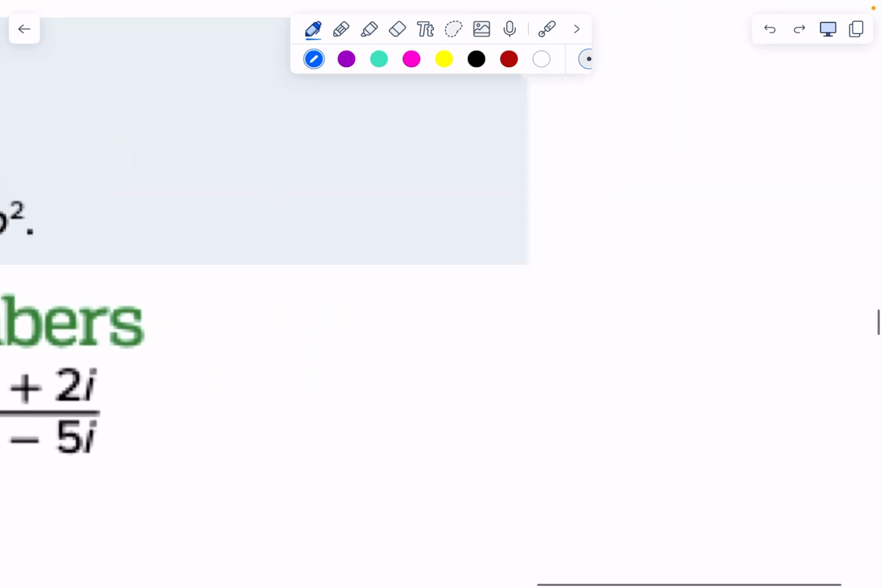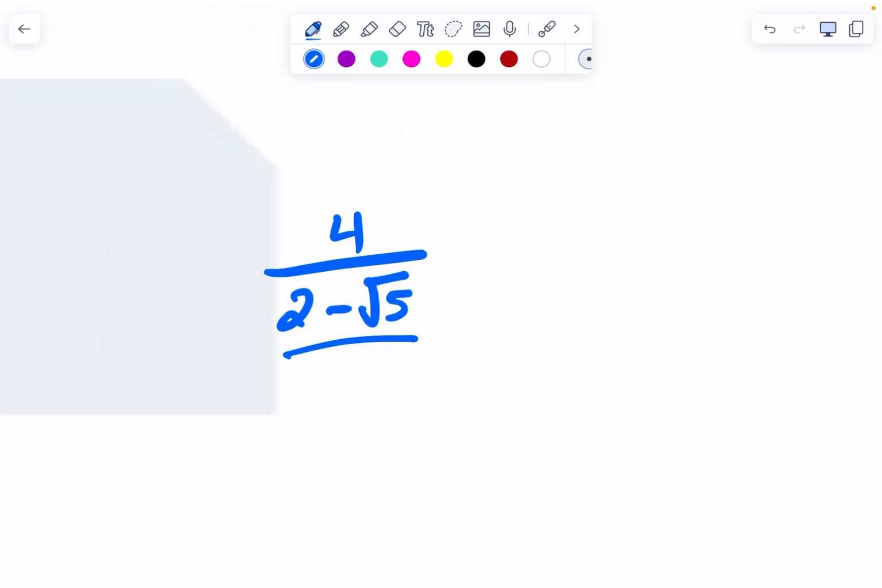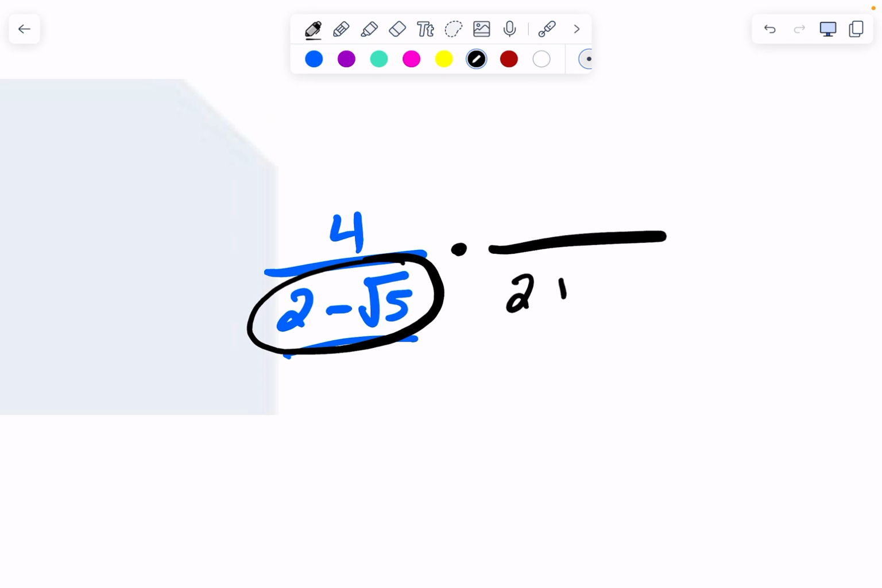So do you guys remember how, let's say we have 4 over 2 minus the square root of 5. Do you remember how we got rid of the square root of 5 in the bottom? How do I rationalize that? How do I get the 2 minus the square root of 5 to go away? 2 plus the square root of 5 and 2 plus the square root of 5, right? And then I would FOIL and do all the things, right? So it's kind of the same thing.